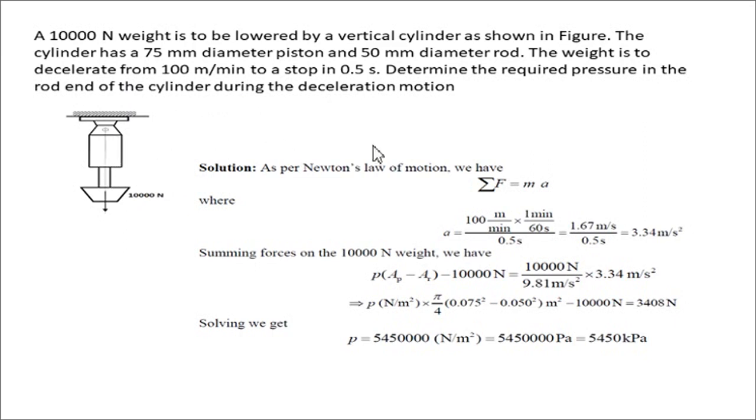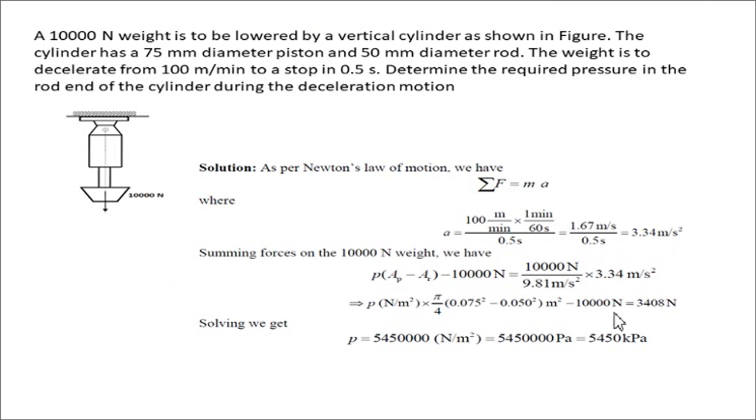So first we need to find out what is the deceleration. That is, deceleration value a will be given by v divided by t, that is time. So we converted this velocity value which is given, 100 meter per minute, into meter per second, that is 1.67 divided by 0.5, that will give us a deceleration value. And as we know Newton's second law of motion, that is F is equal to ma.